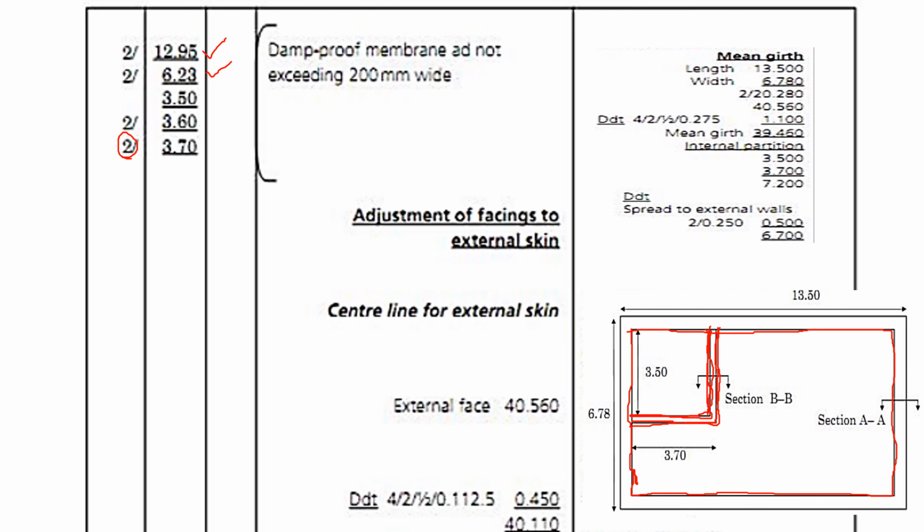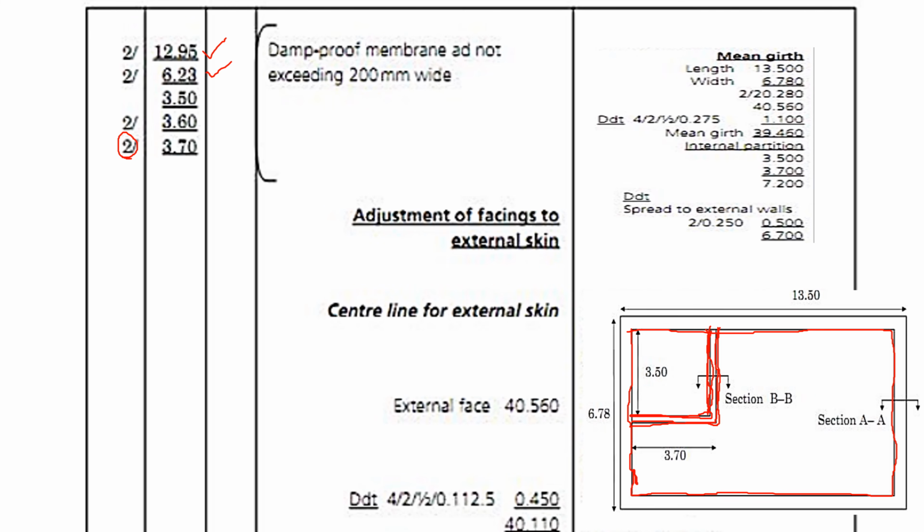Now we shall conclude with adjustment of facings to the external skin. Remember that in the section we had been told that the external skin of the wall has facings. So how do we calculate the center line of those facings? We have the external face perimeter of 40.560. We shall deduct the width of one facing so that we can get the center line of the facing. So it shall be 4 corners times 0.1125, which is 0.45. So when we deduct, we shall get 40.110.